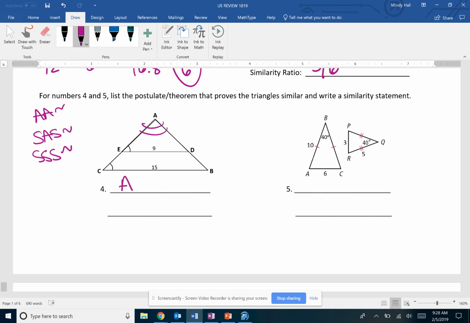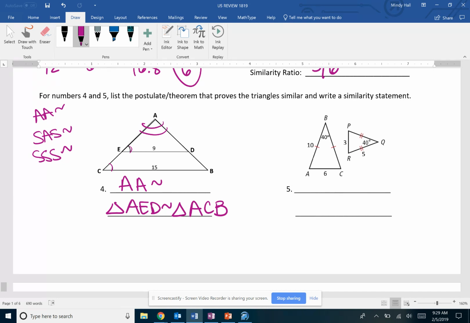So this would be an angle-angle similarity, and you would have triangle AED is similar to triangle ACB. And again, I used the angles that I knew were congruent to help me set up my similarity statement.